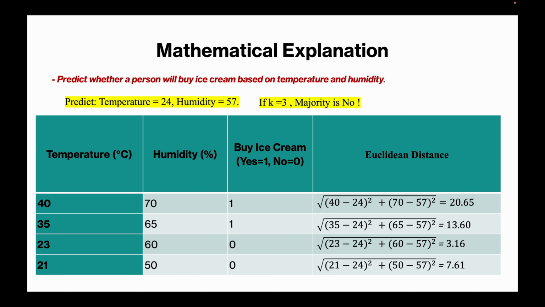Now, if k equals 3, then we choose the nearest distances as 3.16, 7.61 and 13.60. Here two values are no and one is yes. That's why our prediction is also no, because the majority vote goes for no. Therefore, a person cannot have ice cream on the condition where temperature is 24 and humidity is 57. So this is how we can make predictions in KNN.